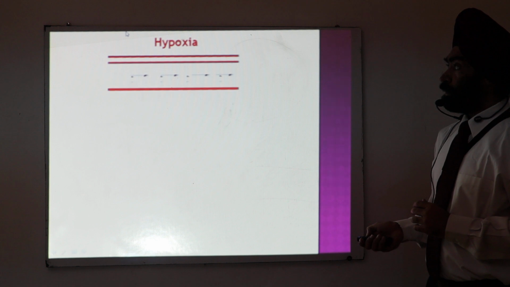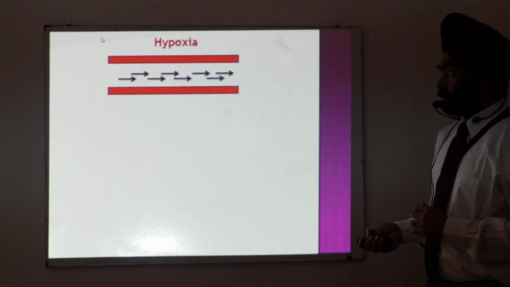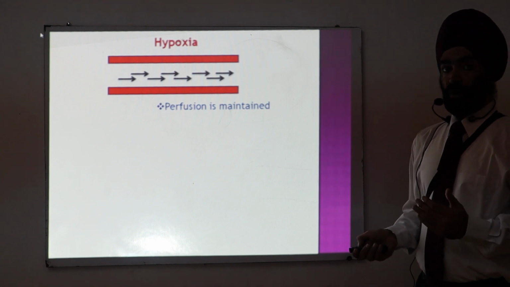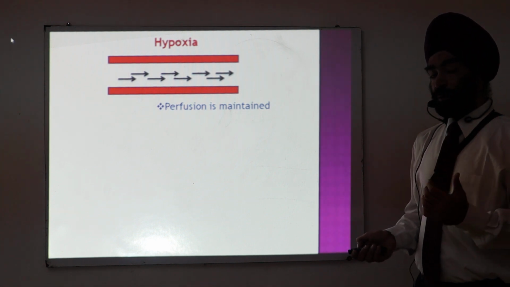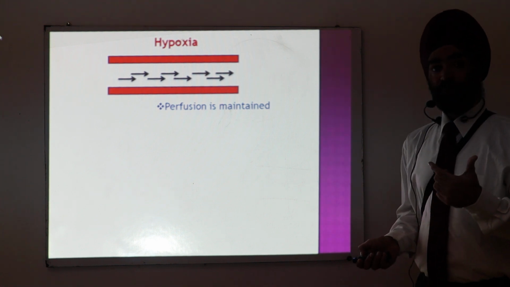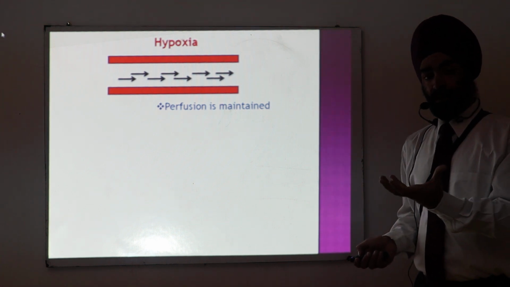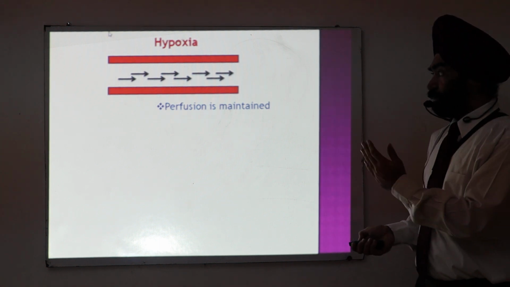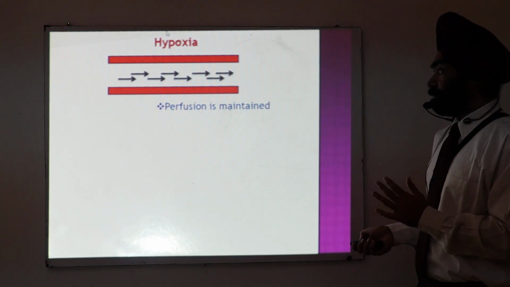Now more about hypoxia. An important point is that when we talk about hypoxia, it is to be remembered that we use the word perfusion. Perfusion is maintained. Perfusion means, let's say there is an organ, blood is coming in and blood is removed. So perfusion is there. Perfusion is maintained, and there is no alteration in the perfusion.